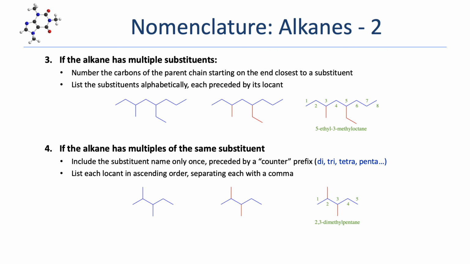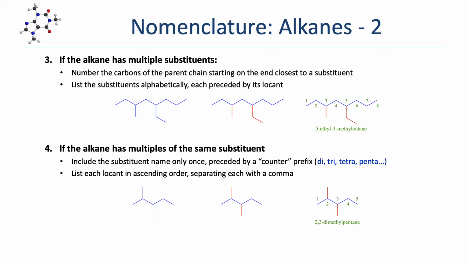We can see that we have a methyl group on the 3rd carbon and an ethyl group on the 5th carbon. Because we have multiple substituents, we put all of those substituent names in front of the parent name, which is octane in this case for 8 carbons, and we list them in alphabetical order. So ethyl first and then methyl. Each substituent preceded by its locant and a dash. So in this case, we have 5-ethyl, 3-methyl, octane.